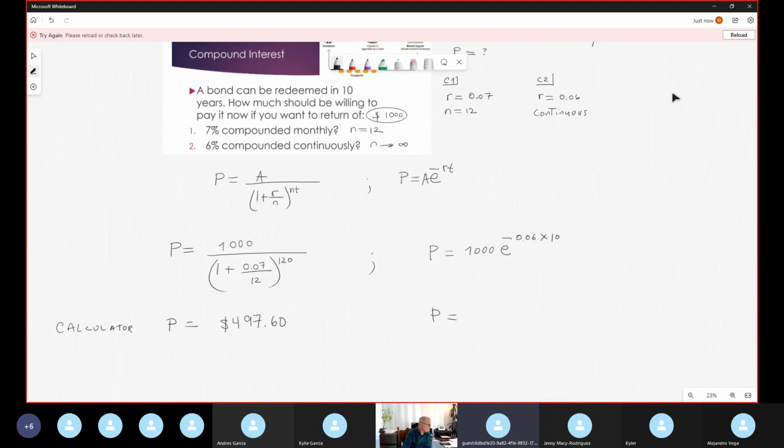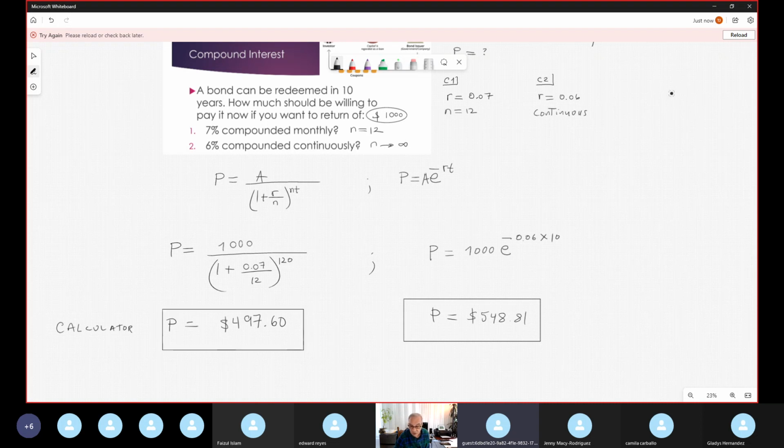And what is the price for the other possibility, the continuous one? Yeah, Edward, the first is 497.60. And the second? The same answer? No, I don't think so. So now for condition 2, the answer is $548.81. Cool. This is the answer for condition 2 and condition 1.